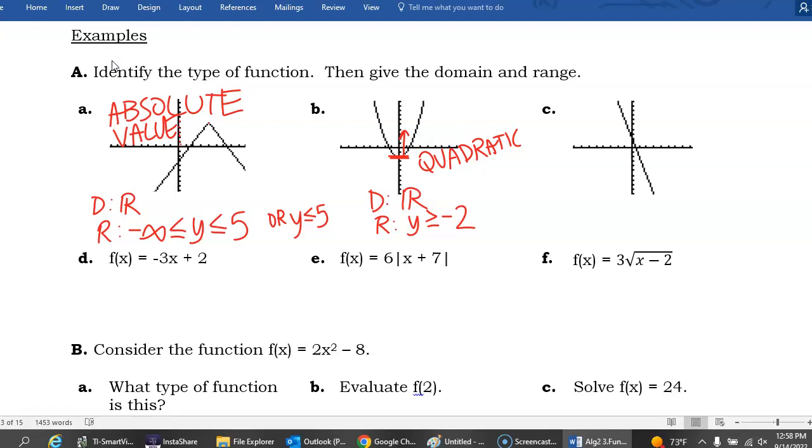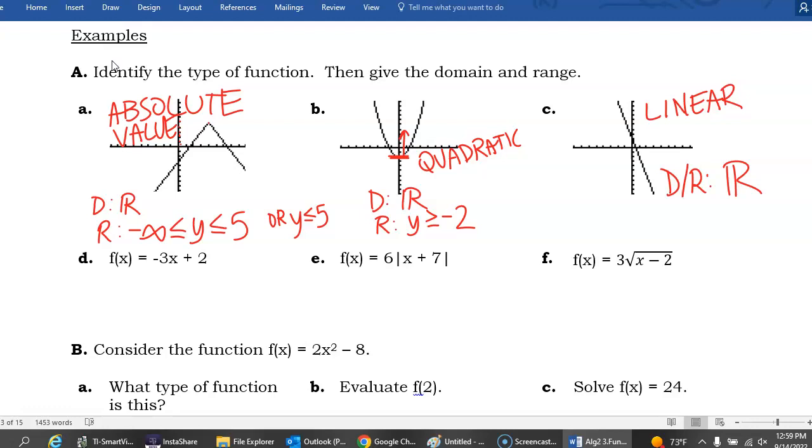Letter C, I see a line. Lines belong to the linear family, and the domain and range for all lines is both all real numbers. Now I have 3 functions that are given in equation form instead of picture form, but using the equations I can deduce what that is.